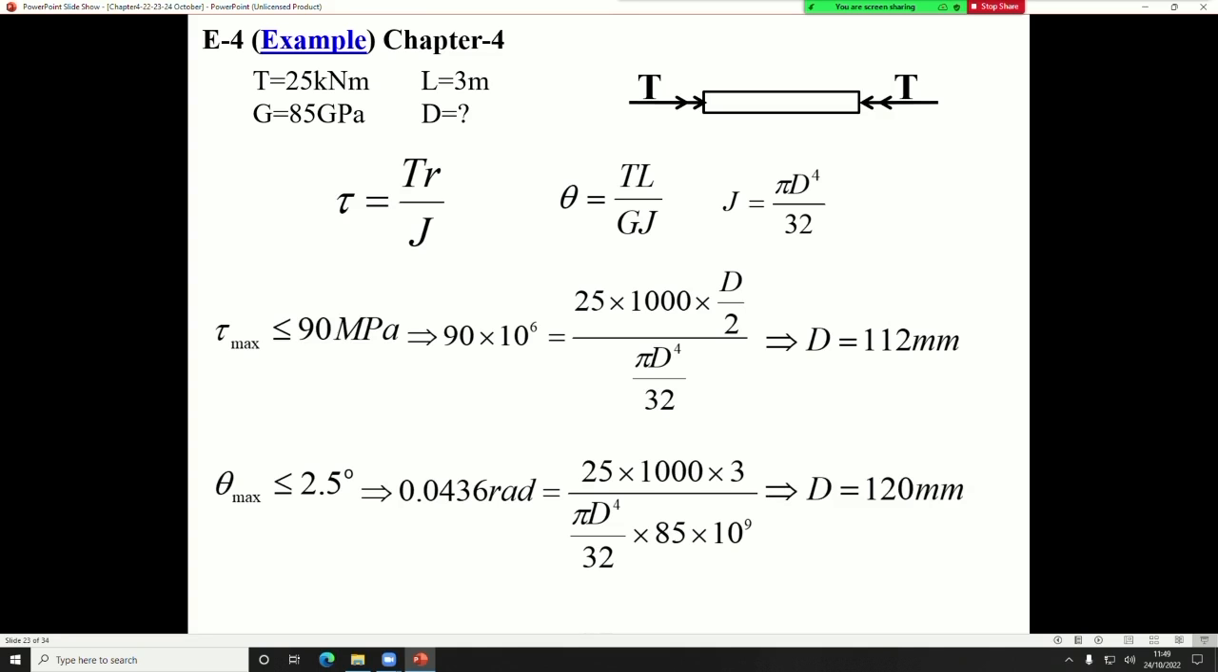How many of you think 112 is a good choice? How many of you think 120? Very good. So 120 millimeters satisfies both conditions. The diameter of 120 millimeters satisfies both conditions. If I go for 112, then the angle of twist obviously will be more than 2.5 degrees. So the second one is the right choice.